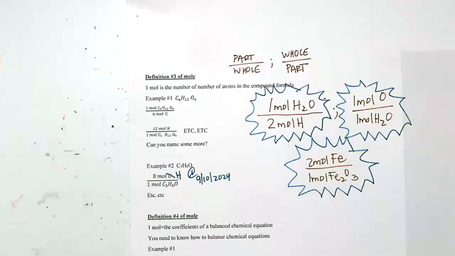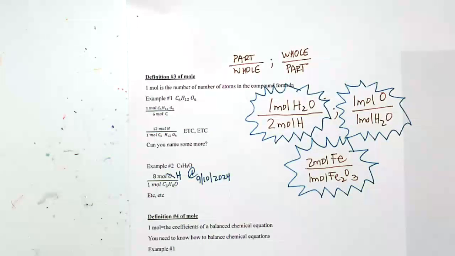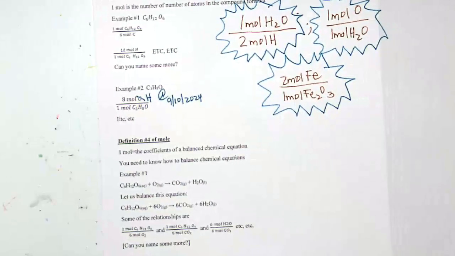Molecules, atoms, ions. Okay, and what's this third definition? Yes, how many moles, part over the whole amount. Yes, part over the whole amount. Okay, so that's the third definition. All right, the final definition is the coefficients of a balanced chemical equation. So let's balance some equations, shall we?